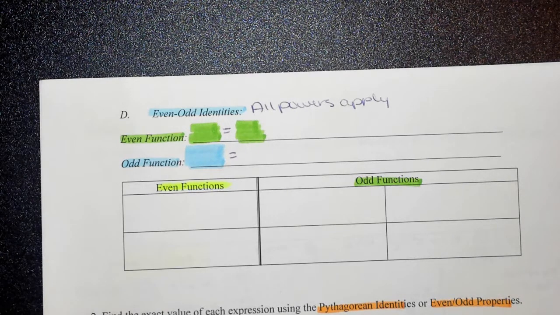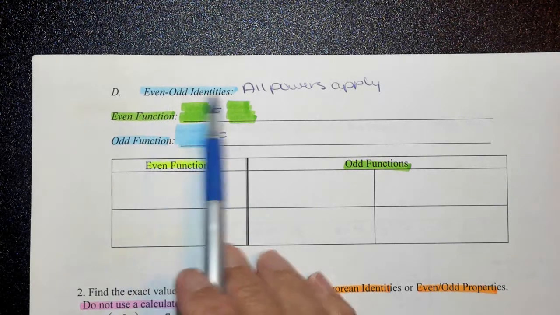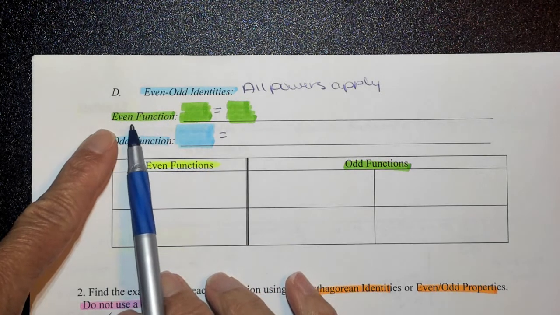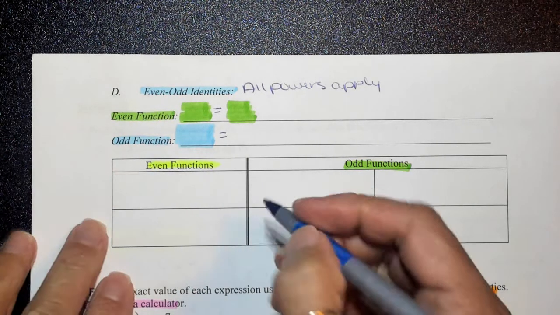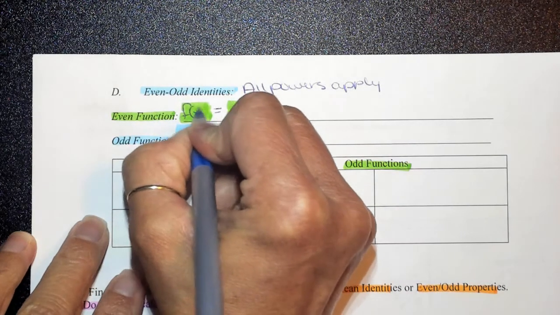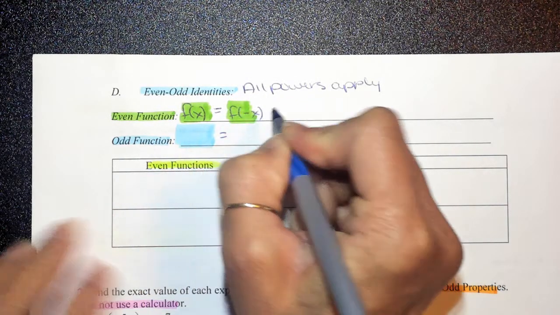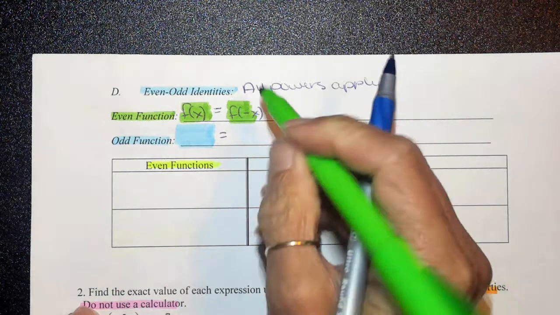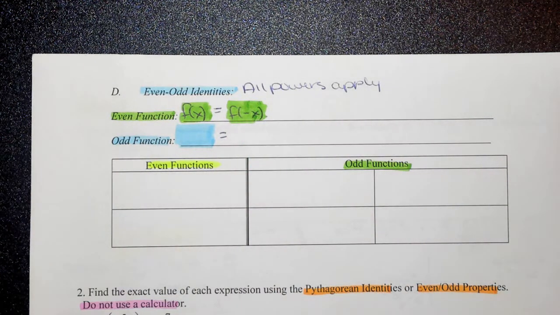Okay, so we have a couple of additional identities that we need to make sure that we understand, and we have even and odd identities. An even function, so if I ask you if a function is even or odd, what that means is your original function f of x is equal to f of negative x. All right, so what this tells us is that we have symmetry with respect to the y-axis.